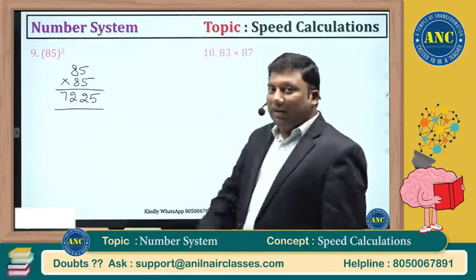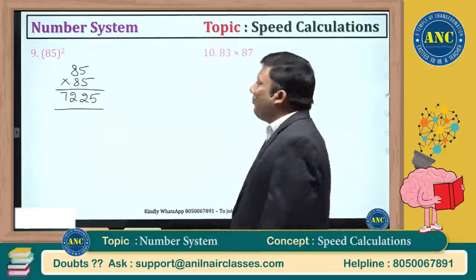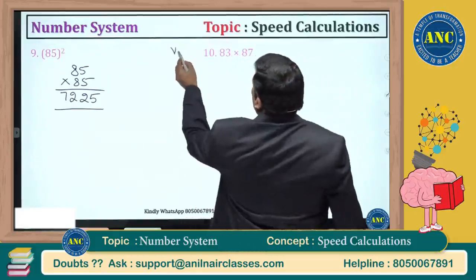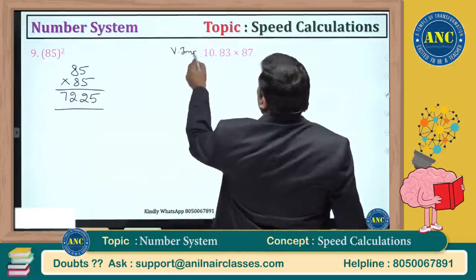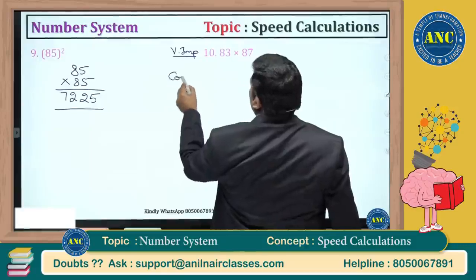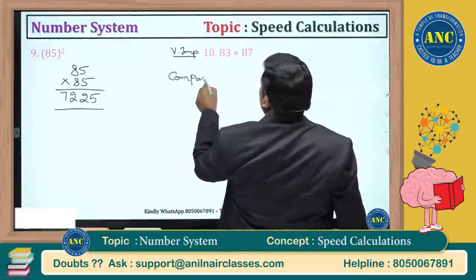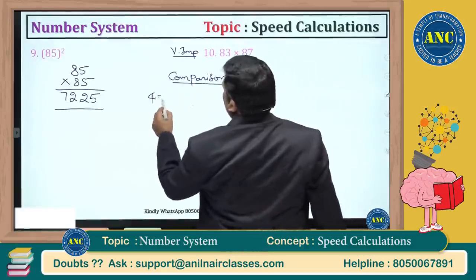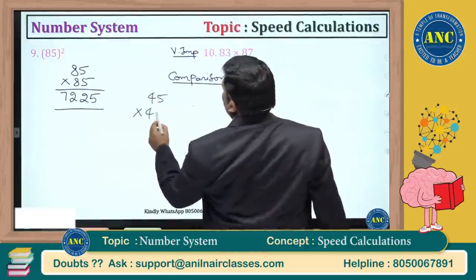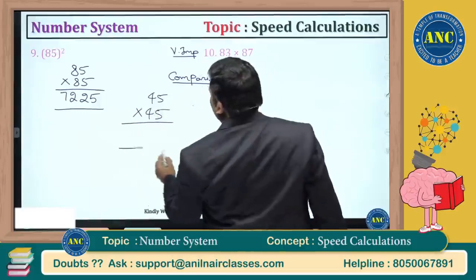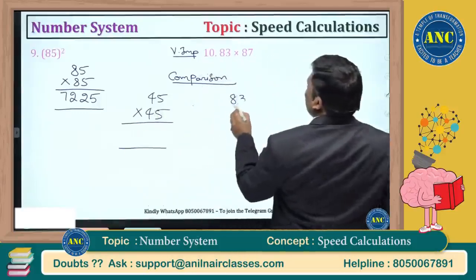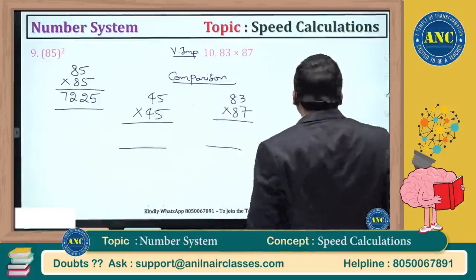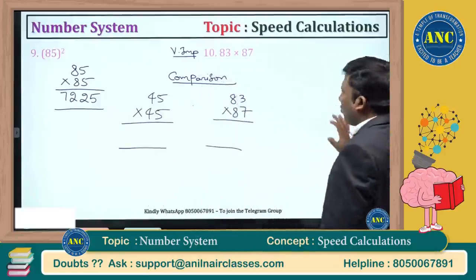70 to 25. Now one interesting derivative. Now see this 10th question. Very, very important question, sir. Let us do a comparison of two multiplications: 45 into 45, and 83 into 87. What are the two comparisons that you can make?